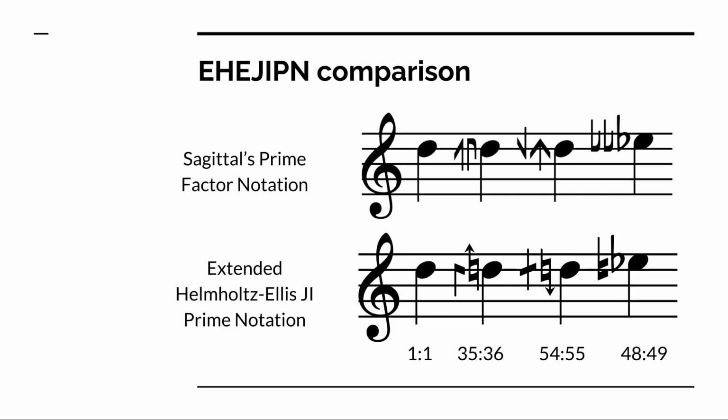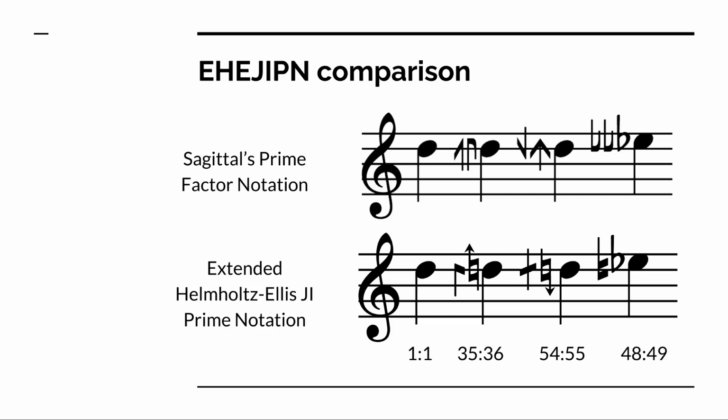I also said earlier that using sagittal in this style was similar to other JI notation systems. So let's do a compare-contrast with Extended Helmholtz-Ellis JI Prime Notation. Even as an acronym, EHEJIPN is long to say, and I think they like to use just HEJI for short, so let's just call it HEJI. So Sagittal's prime factor notation is almost a substitution code for HEJI.